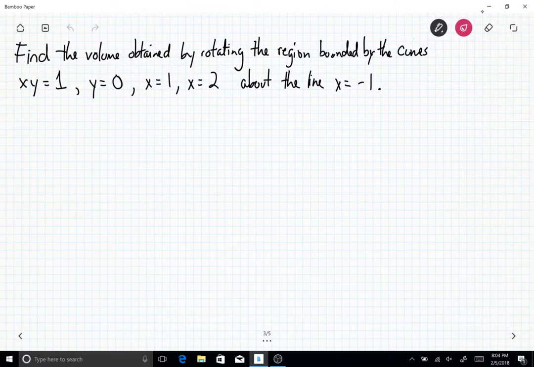So now, moving this around, find the volume obtained by rotating the region bounded by the curves xy equals 1, y equals 0, x equals 1, x equals 2, about the line x equals -1.